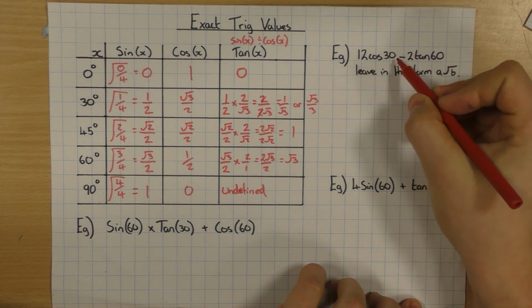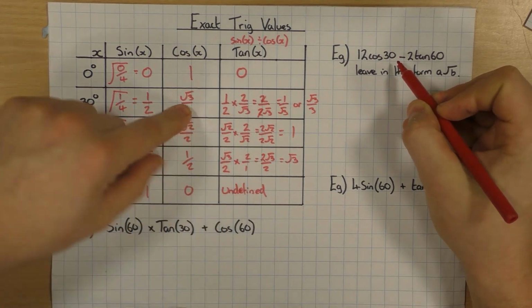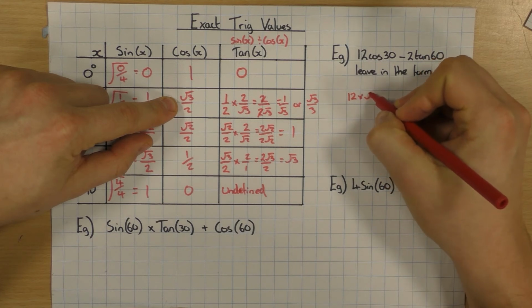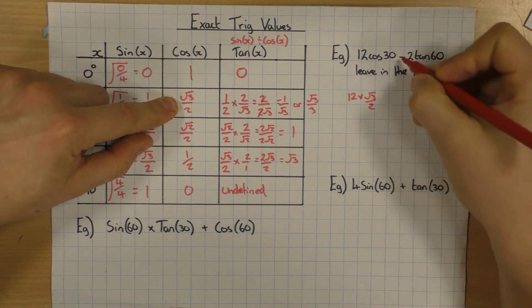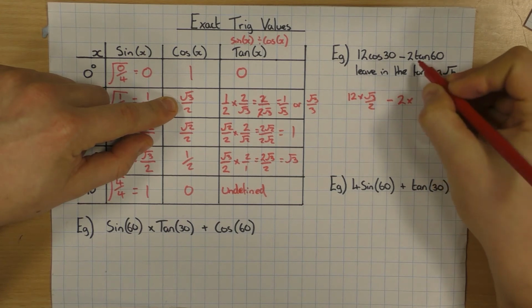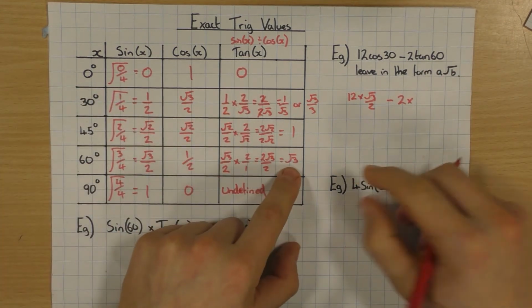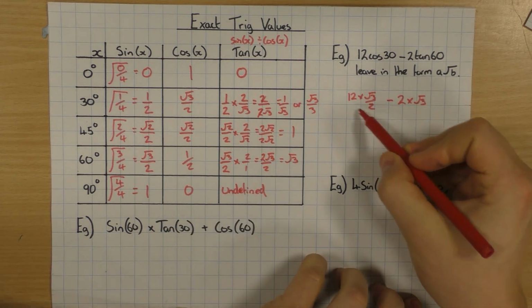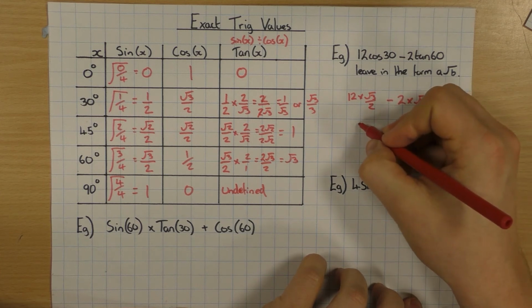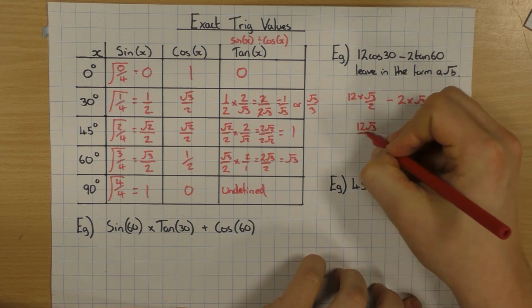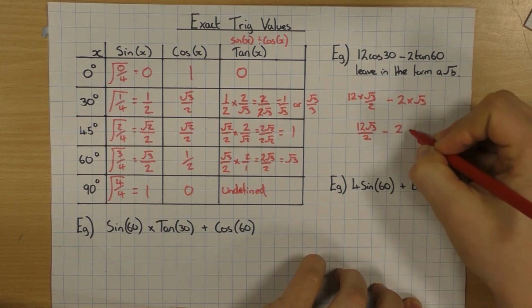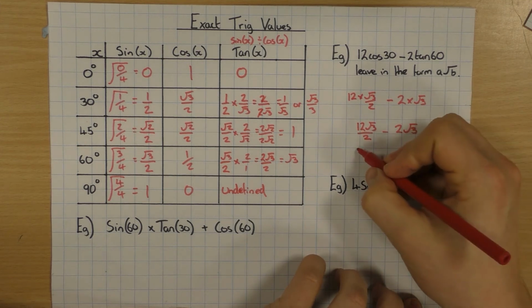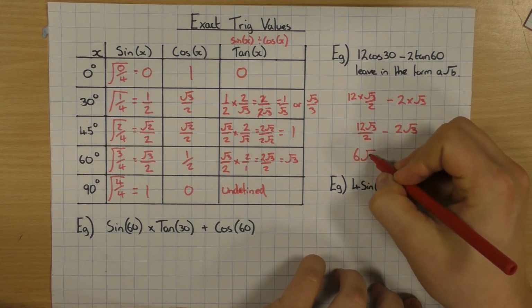So if I've got 12 cos 30, I can look at my cos 30 and see that cos 30 is root 3 over 2. So I need to do 12 times root 3 over 2. Then I'm going to take away 2 times tan 60. So tan 60 we worked out to be root 3. So a little bit of simplifying. So 12 times root 3 over 2 is just going to give me 12 root 3 over 2. And obviously then 2 times root 3 is just 2 root 3. Well, if I've got 12 and I'm dividing by 2, that's just going to simplify to be 6 root 3.